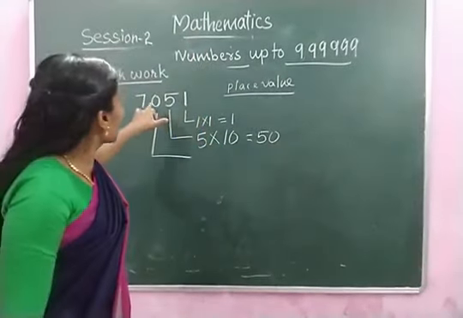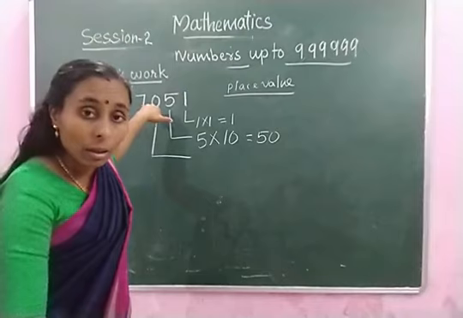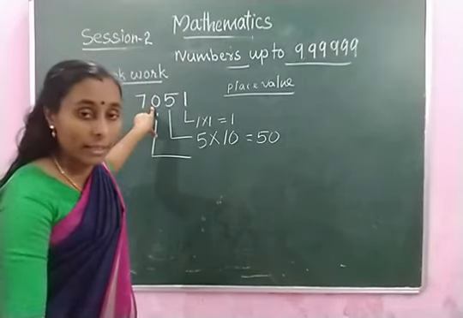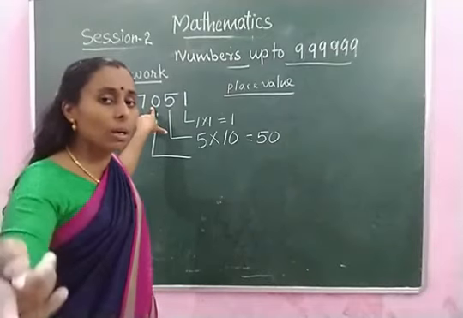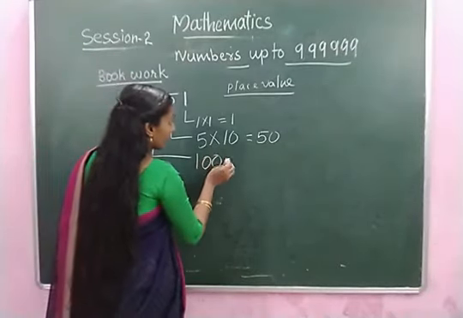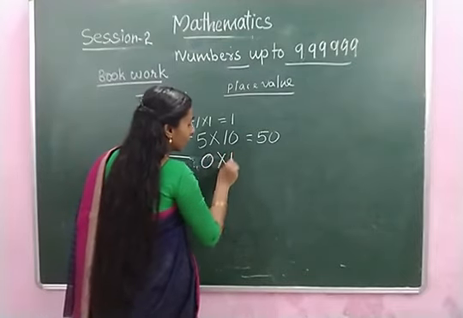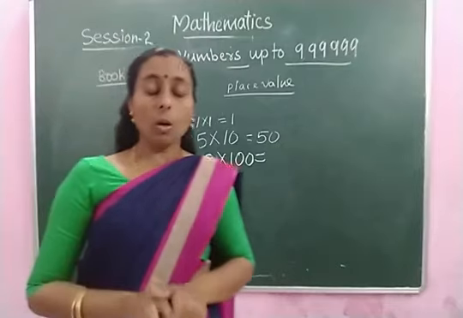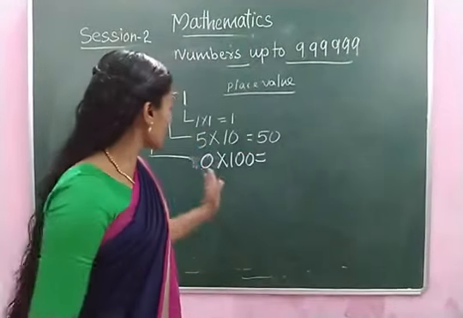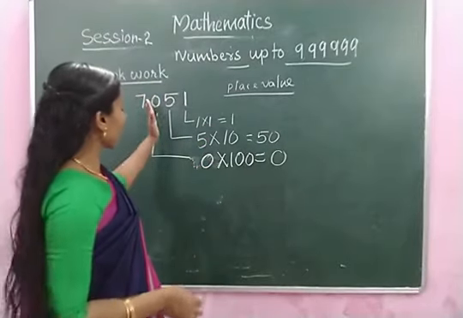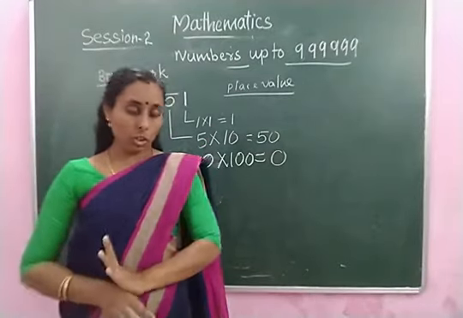Okay, here 0 is the number. So even when 0 is placed in hundreds place, 100 multiplied by 0. Whenever we multiply a number with 0, we always get 0. 0 multiplied by 100 is equal to 0. So the place value of 0 is always 0.